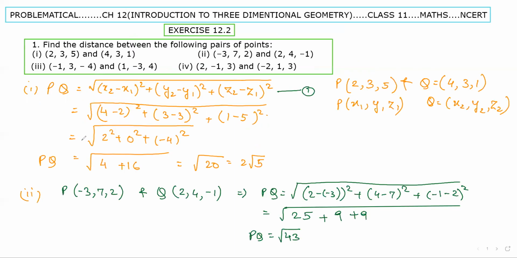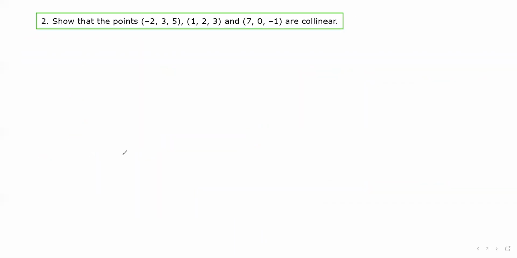Next, show that the three points are collinear. Collinearity can be shown either by section formula or distance formula. In this exercise, we'll do it by distance formula. Next exercise, maybe by section formula.